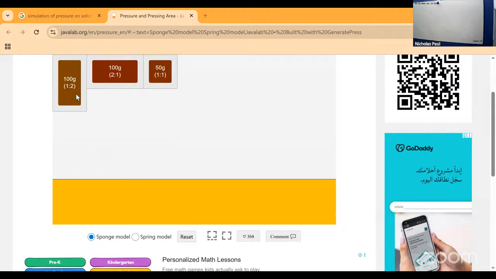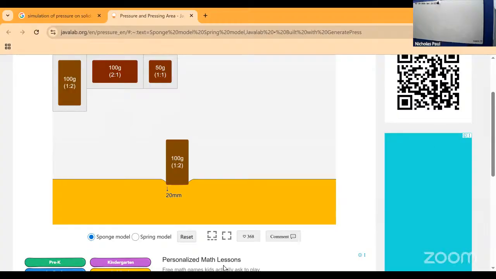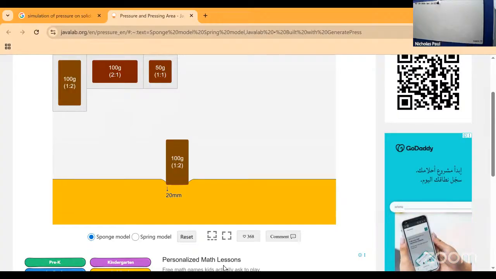So we want to understand the concept of pressure, right? So let's take a look at this fella here. This fella here is 100 grams. Look at the amount of pressure he added, right? Look how far he went. Right? And I'm seeing the 1 to 2, right? He went in about 20 millimeters, right?